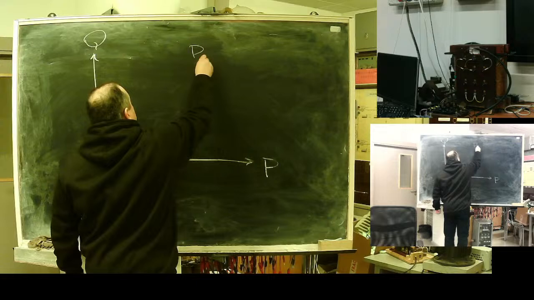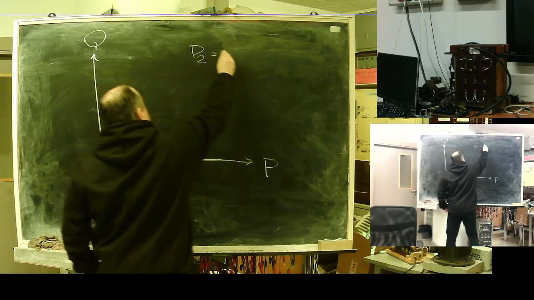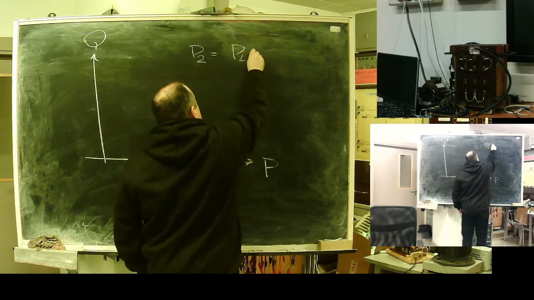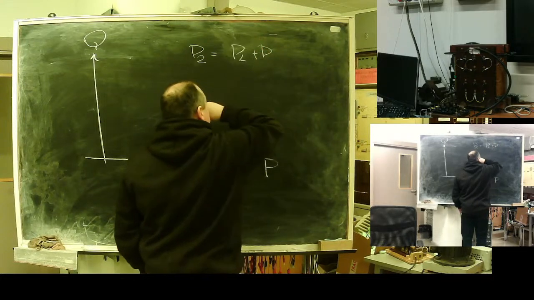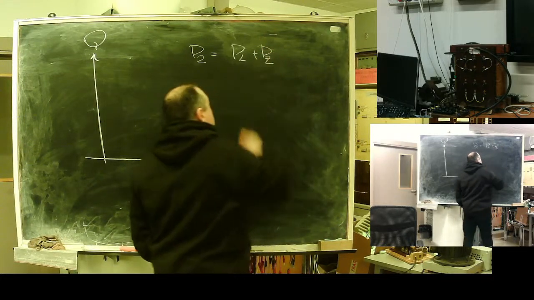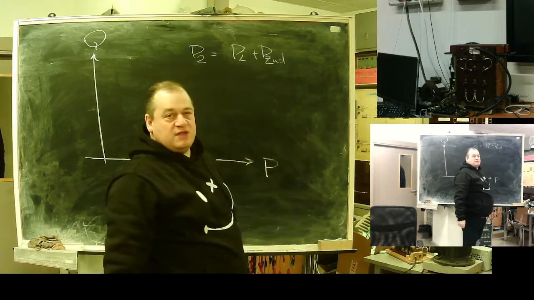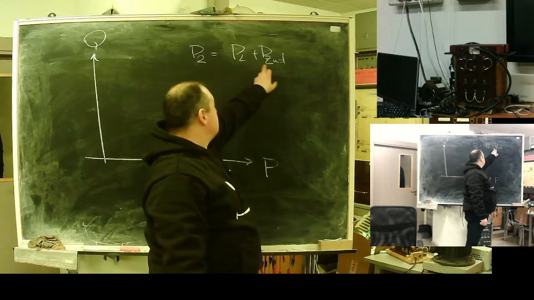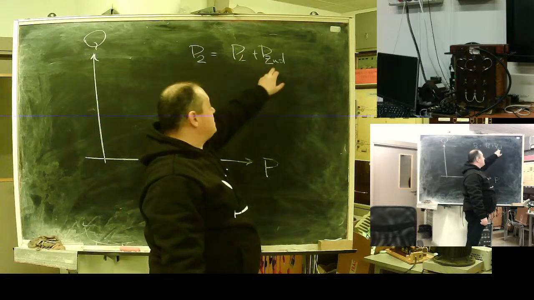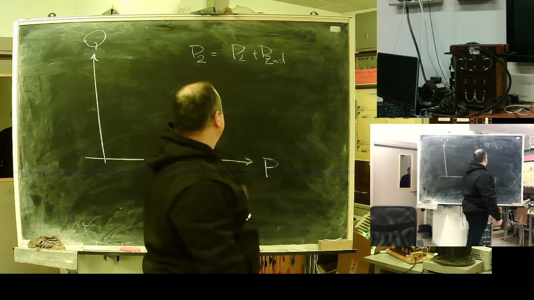So I'm writing that P2 is P load plus, sorry, in Latvian zudumi. It's the losses. This one is load and this one is network losses.